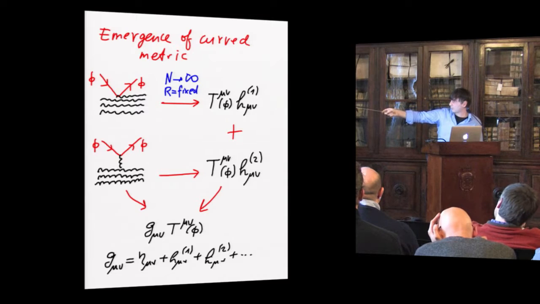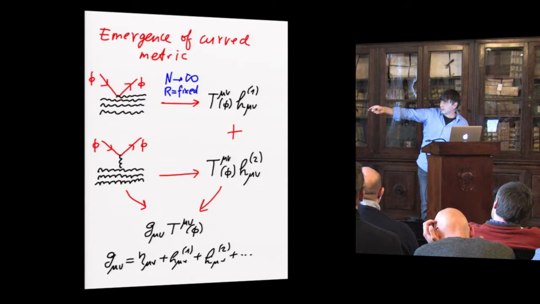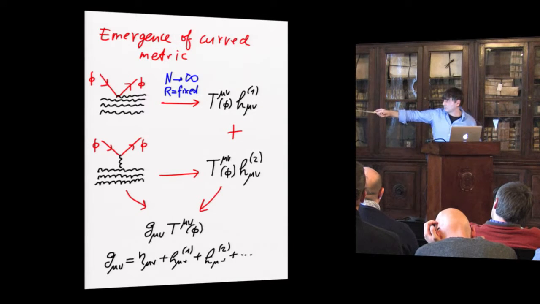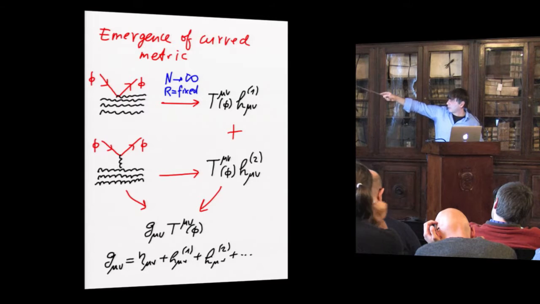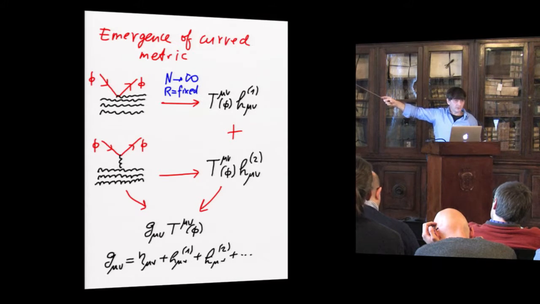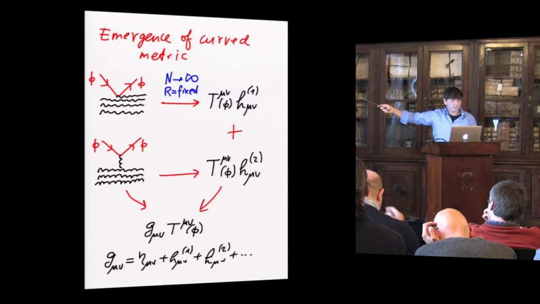Everybody knows here that this is the classical metric, G mu nu. I can expand the classical metric in perturbations, in classical perturbations, so the first order, second order. Now, I can obtain this expansion as a limit of a quantum process. But what is the limit? The limit is that I take n to infinity and fix the gravitational radius constant.